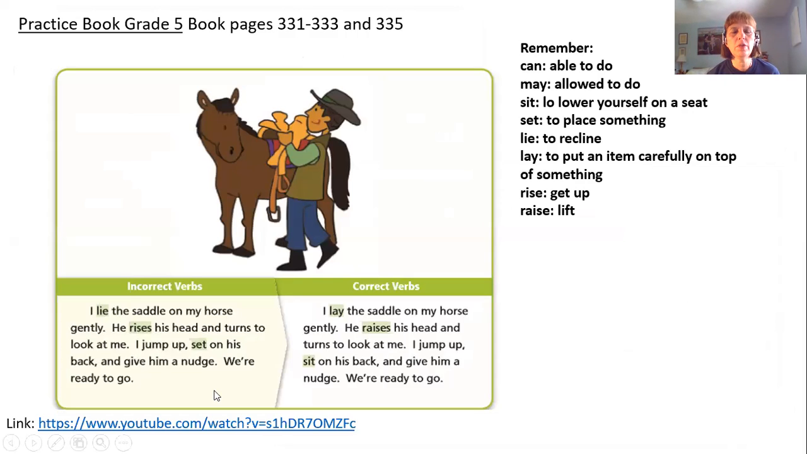Okay, here we go. This is from our book. The first side, the one on the left, is incorrect, and on the right, it's correct. I'm going to read the correct side because I don't want to confuse you. I lay, I place, the saddle on my horse gently. He raises his head and turns to look at me. I jump up, sit on his back, and give him a nudge. We're ready to go. Okay.